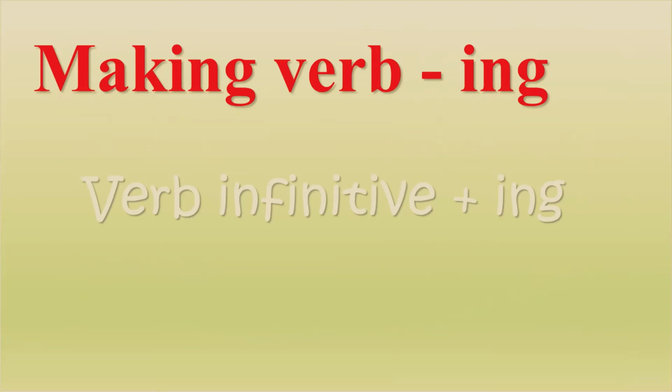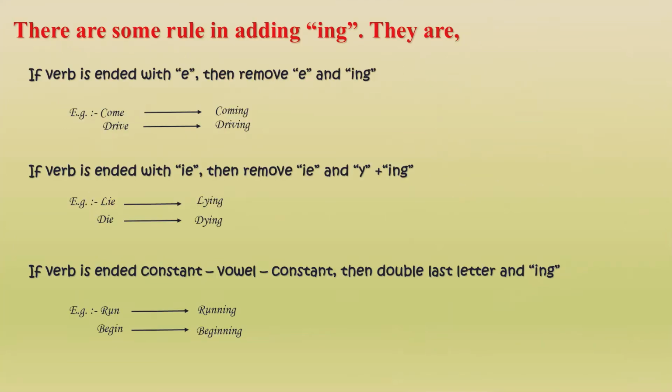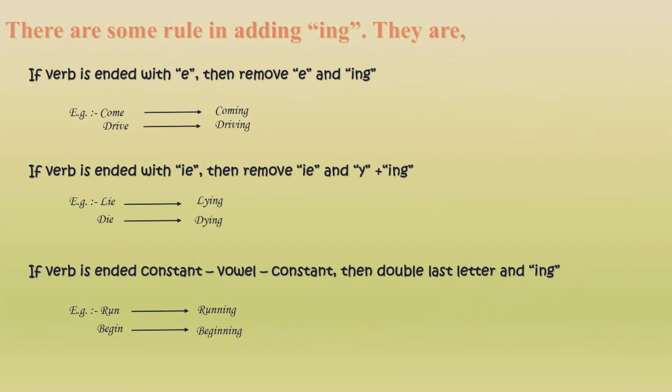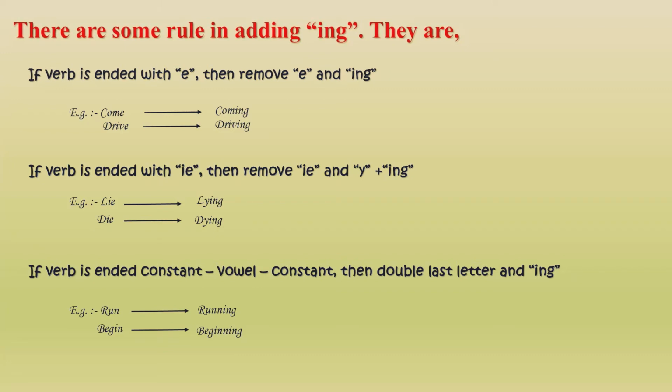Okay, shall we move to look at how to make verb-ing? We can make verb-ing simply by adding ing to the infinitive verb. But there are some rules in adding ing. They are: if a verb ends with e, then remove e and add ing. As examples: come, coming; drive, driving. These verbs end with e, but to make verb-ing, remove e and add ing.